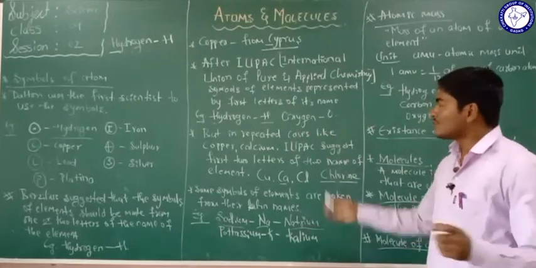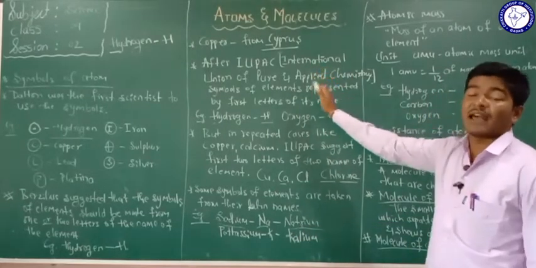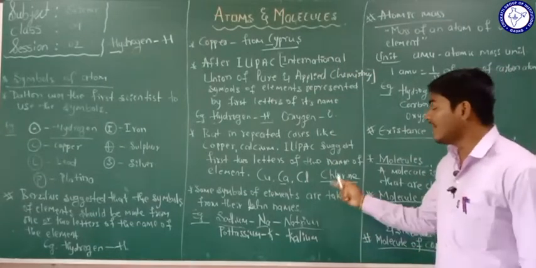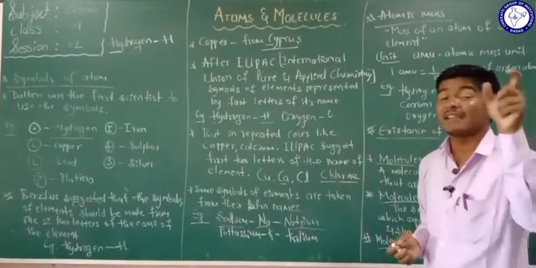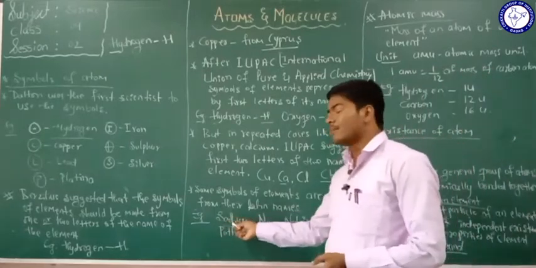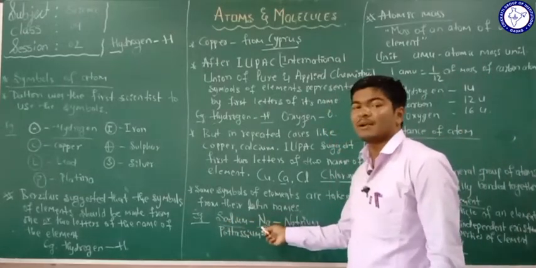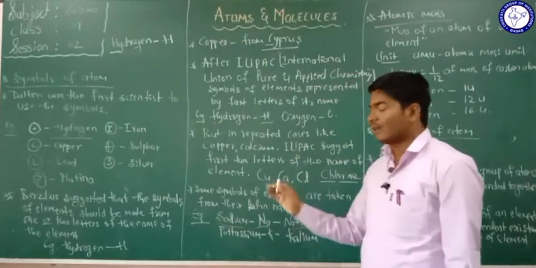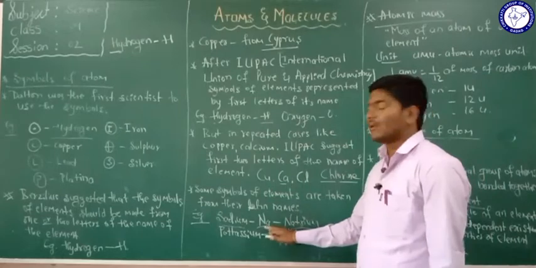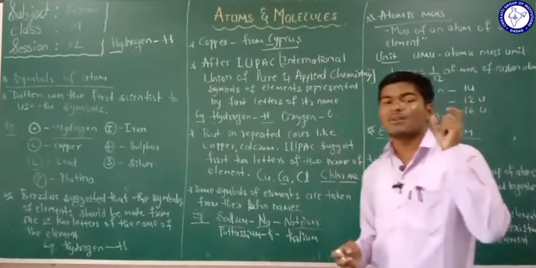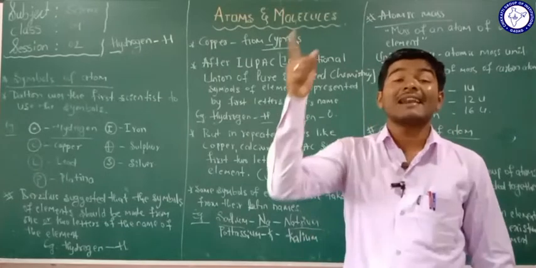Is it clear? What IUPAC suggests here is that we should symbolize the element using the letters present in the name of the element. The name of the element is sodium, but we are not writing it as S here; we are symbolizing sodium as Na. Why? Because the Latin name of sodium is natrium. So in some cases we symbolize the elements using their Latin name.